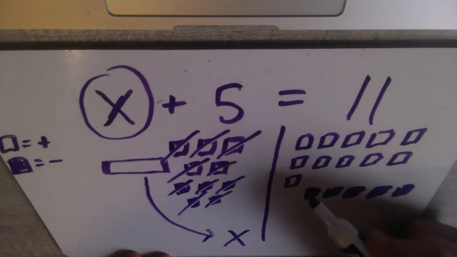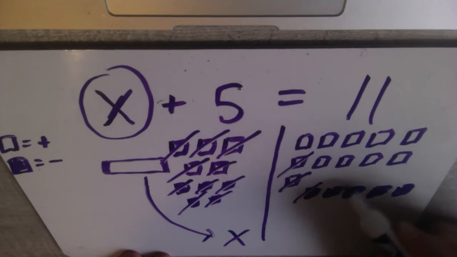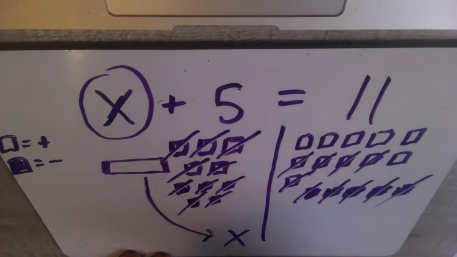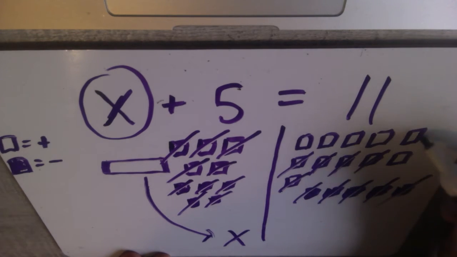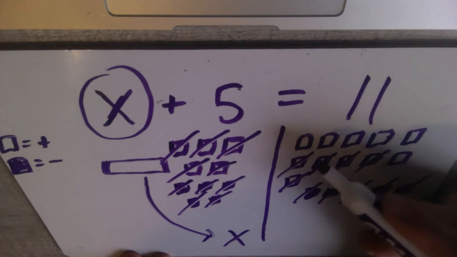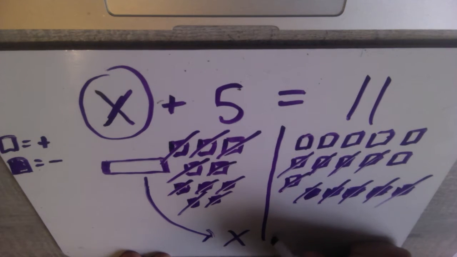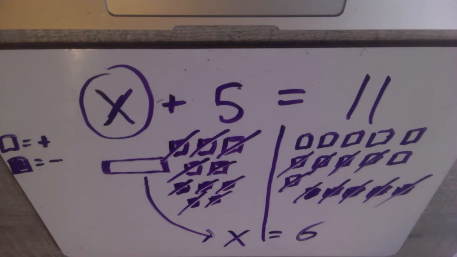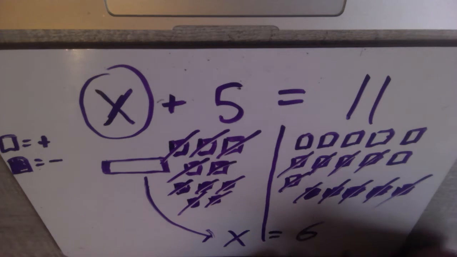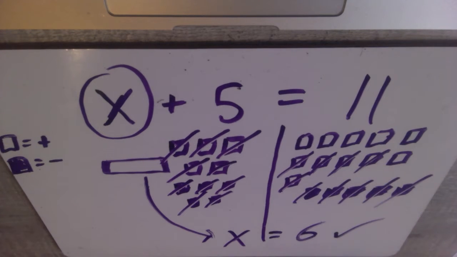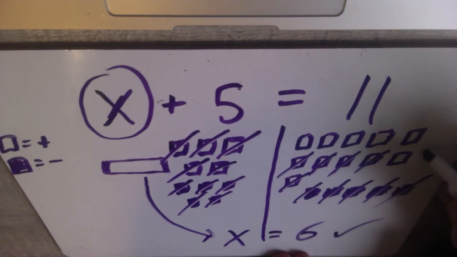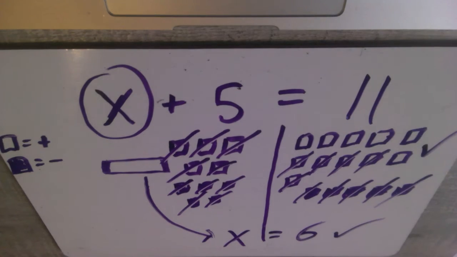And on this side, we cancel out 1 for 1, 1 for 1, 1 for 1, 1 for 1. What are we left with? 1, 2, 3, 4, 5, 6. So equals, on this side, we're left with 6. So in the end, your answer should be x equals 6. So there's 1 mark there. There's 1 mark for showing me that you have answered using tiles.